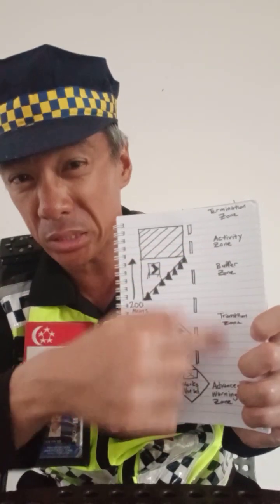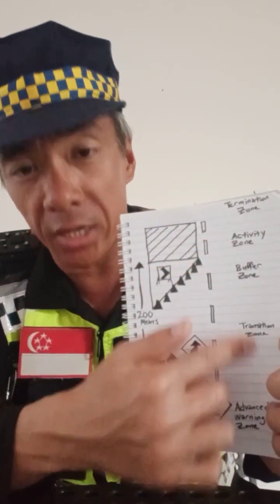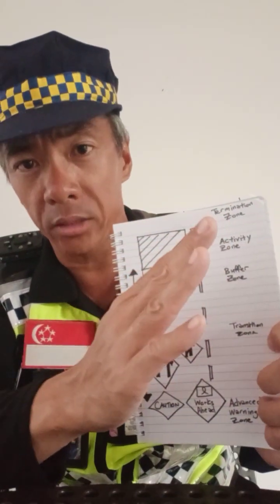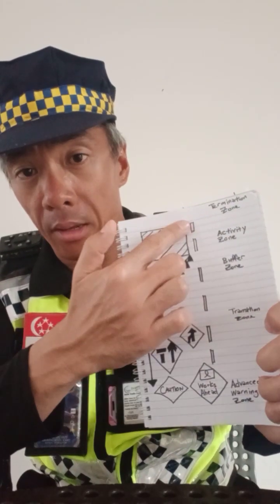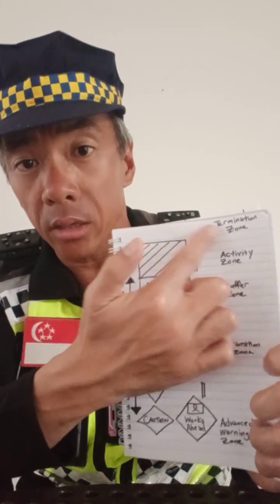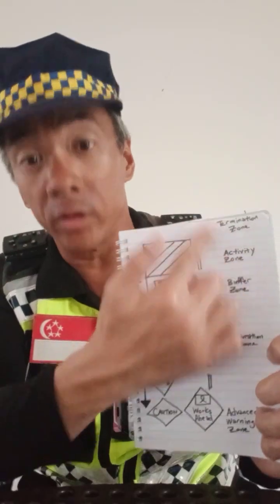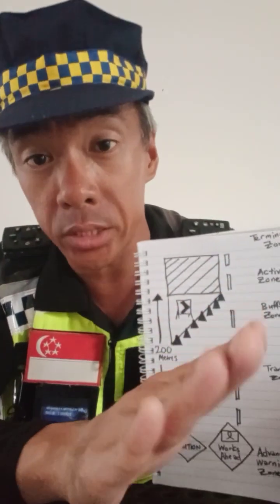So let them clear first. Doesn't matter, let them clear first. Then after that, you just follow behind slowly, and once you reach the termination zone, then you gently overtake. So always let the cyclist clear first.